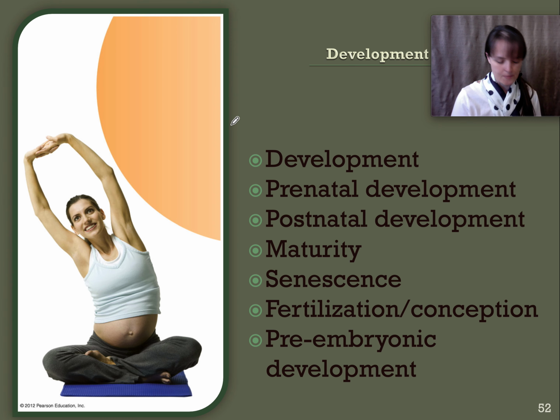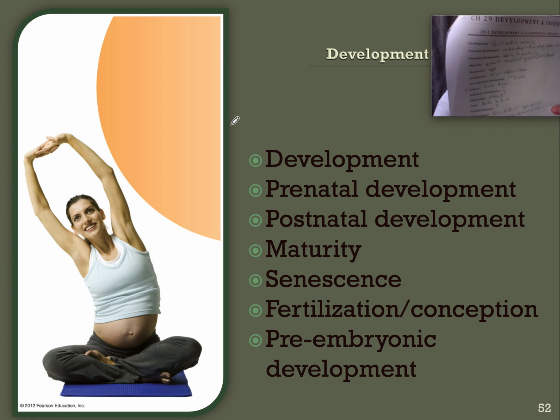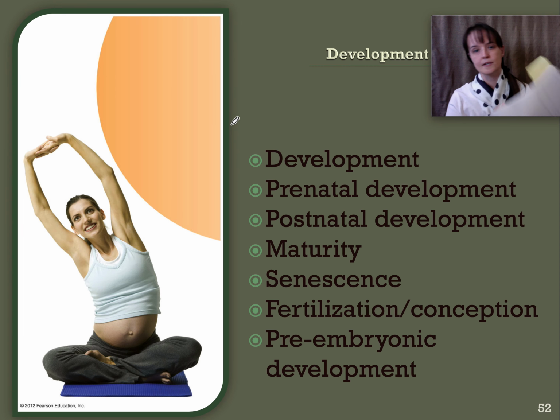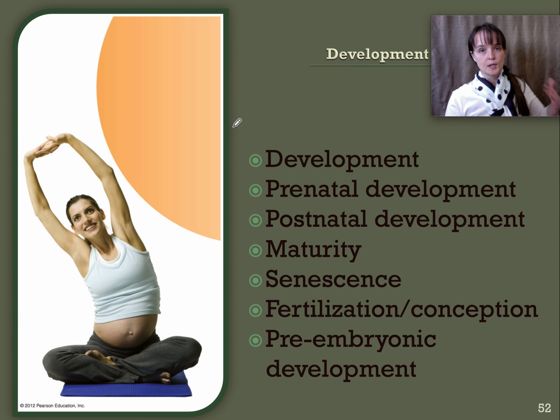We're talking about development. We've talked about sex, now we're talking about babies. So video 9, we're starting on the top of page 15, Chapter 29, Development and Inheritance. All right. So development is fertilization to maturity. So this is the growing up.